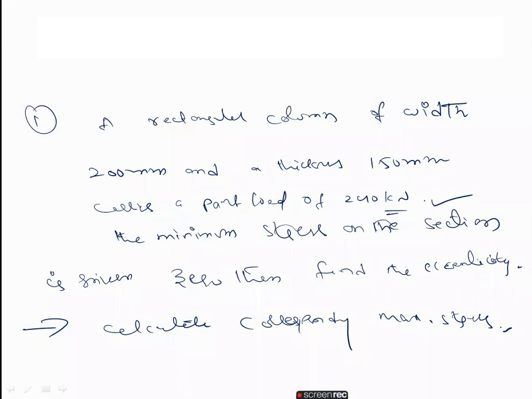A rectangular column of width 200 mm and thickness 150 mm, as we discussed in yesterday's class, carries a factored load of 240 kilonewtons. If the minimum stress on the section is given as 0, find the eccentricity and calculate the maximum stress. So now we will solve the problem.